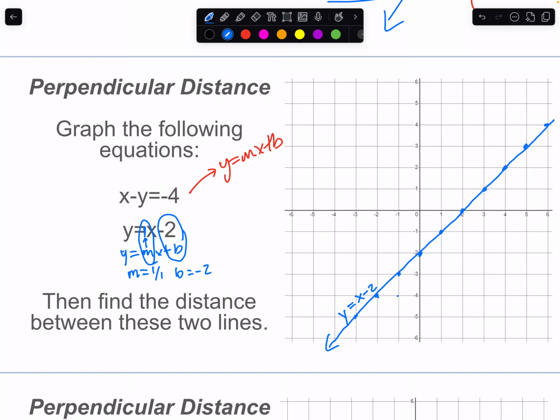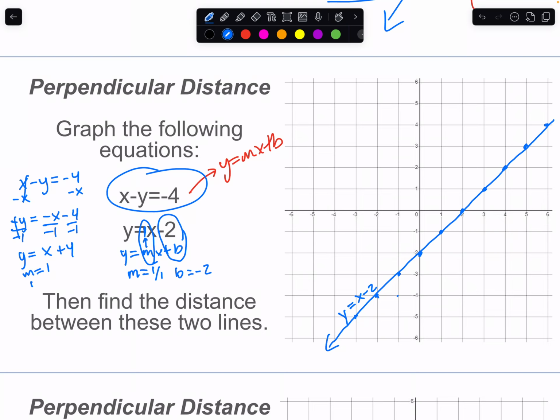In order to graph the other equation that's up here, I need to convert it to slope-intercept form as well. To do that, I need to make sure that y is by itself. So I'm going to move the x to the other side. So I have -y equals -x minus 4. And then I can divide everything by -1 to isolate the variable. So y equals positive x plus 4. From here, I can tell that my slope is also 1 and that the y-intercept is 4.